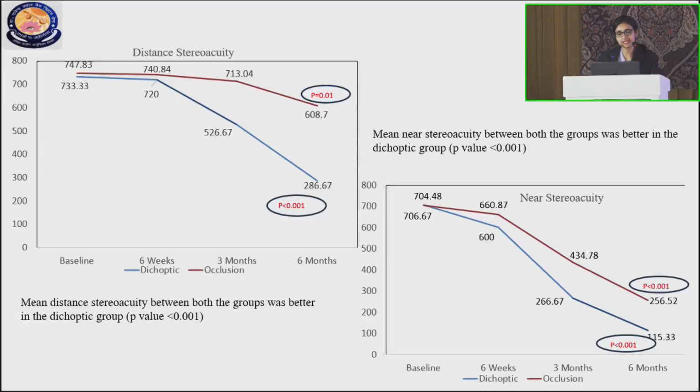Distance stereo acuity and near stereo acuity both improved in both the groups, but intergroup it was better in the dichoptic group with a significant p-value, as you can all see in the graphs.